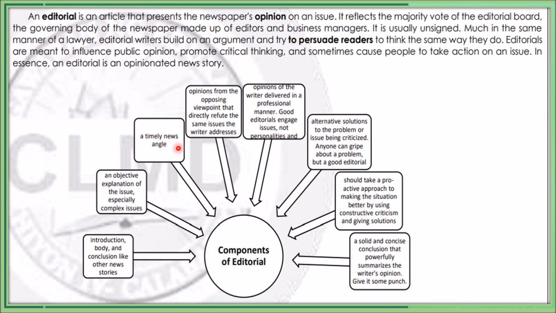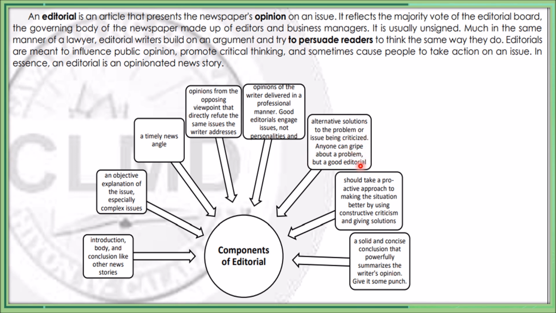A timely news angle. Okay? Opinions from the opposing viewpoint that directly refute the same issues the writer addresses. Opinions of the writer delivered in a professional manner. A good editorial engages issues, not personalities. And alternative solutions to the problem or issue being criticized.